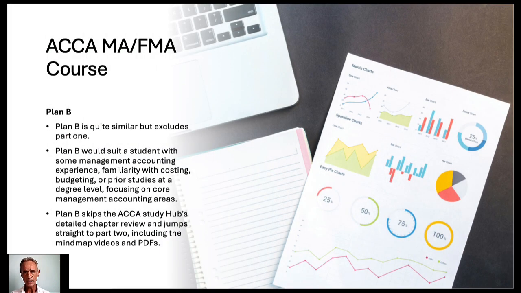Now, Plan B is very, very similar, except it would exclude Part 1. Plan B would be suitable to a student who has some management accounting experience, perhaps is familiar with costing, familiar with budgeting, or perhaps has done studies previously at degree level or at any other level, which really hone in on the core areas of management accounting. So Plan B would skip the ACCA Study Hub, going through the chapters in detail entirely, and go straight to Part 2, straight to the mind map videos and indeed the mind map PDFs.